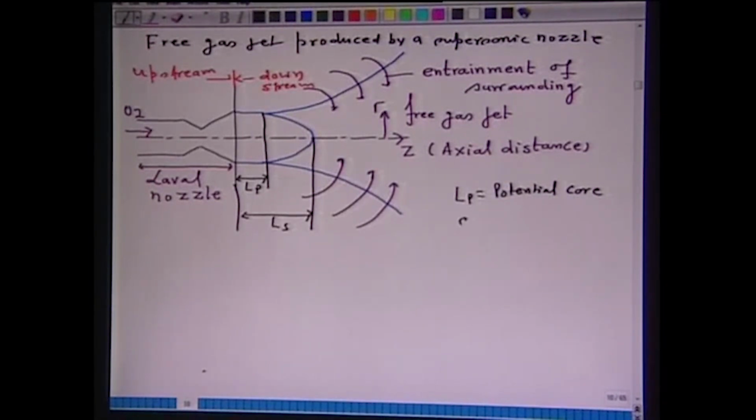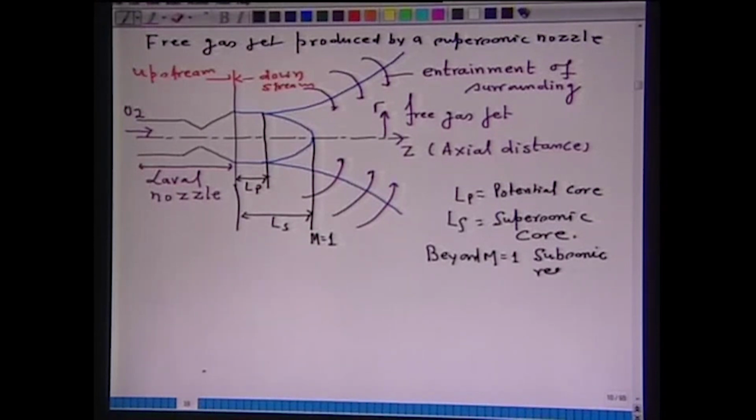this is LS, the supersonic core, or you can also call it the length of the supersonic core beyond the potential core. The M of the jet is equal to 1. Beyond the M equal to 1 region, that is the subsonic region, that is the subsonic region downstream the nozzle.